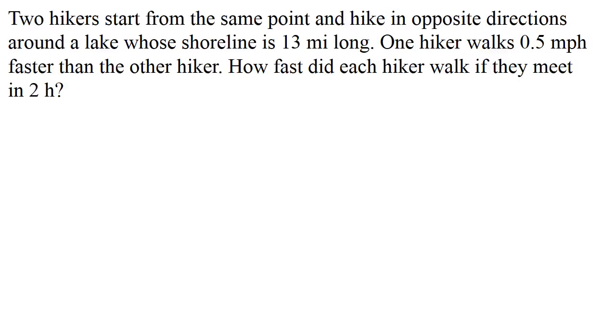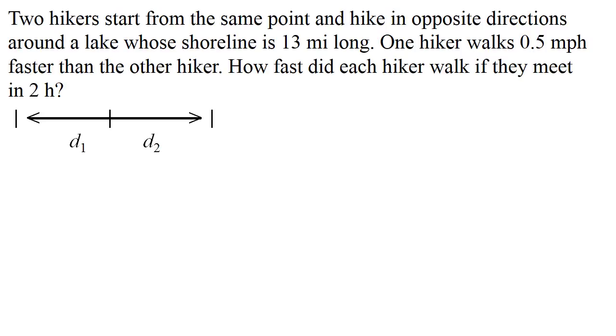Two hikers start from the same point and hike in opposite directions around a lake whose shoreline is 13 miles long. One hiker walks 0.5 miles per hour faster than the other hiker. How fast did each hiker walk if they met in 2 hours? So, even though this isn't wrapped around a thing, if you think about the perimeter, stretching the perimeter out into a line, it would be this kind of situation.